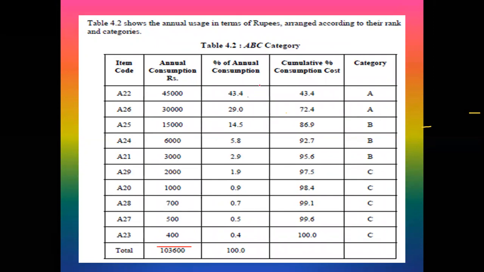This much consumption is done. Next 29%, 14.5%, 5.8%. Like this you get the annual consumption percentages, and the total annual consumption comes to 100.